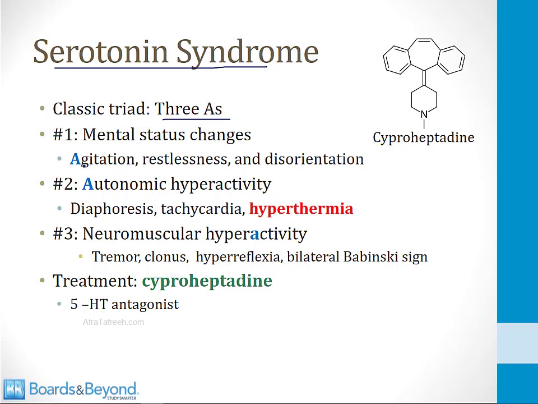So the first A is for agitation. That's because patients with serotonin syndrome have mental status changes. They're agitated, restless, and sometimes disoriented. The second A is for autonomic hyperactivity. These patients are sweaty, their heart is racing, and often their temperature is elevated.